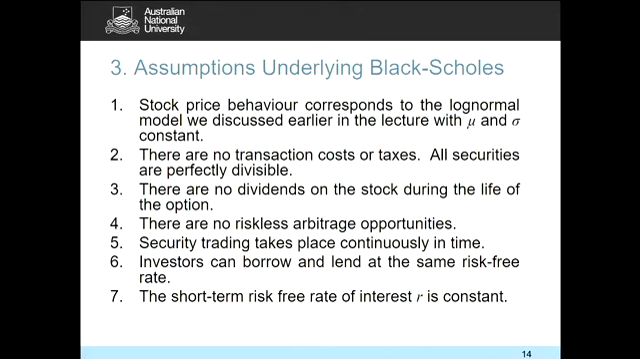Okay, so here are our assumptions for Black-Scholes. They're pretty similar to what we've done in the course so far. There's nothing too new here. So stock prices follow essentially this log normal distribution. That's fine. Again, like before, there's no transaction costs or taxes. In this example today, well, beginning of today, there's no dividends. Riskless arbitrage opportunities, there are none of those. Security trading takes place continuously, so continuously compounded interest rates. We can all borrow and invest at the same risk-free rate, and the short-term risk-free rate of interest is constant.